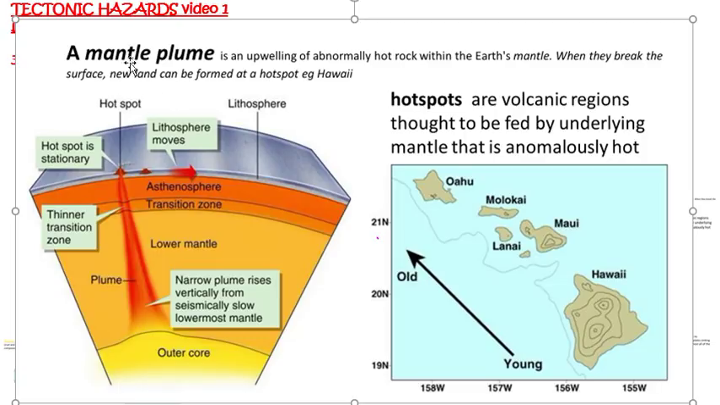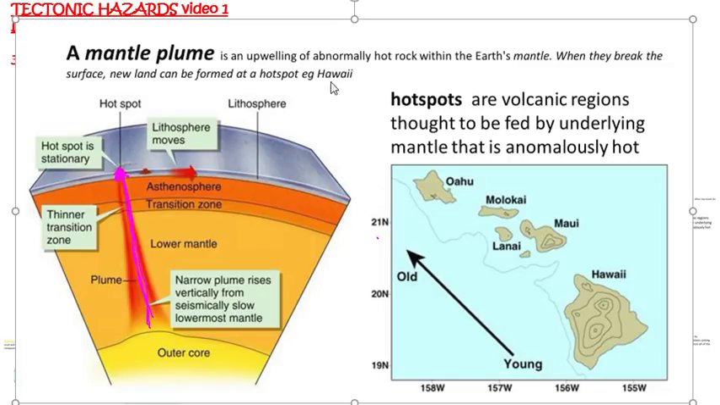What is a mantle plume? Well, it's an upwelling of super hot rock within the Earth's mantle. It's like a narrow column of super hot rock that's risen from the Earth's outer core. And when it breaks the surface, we get new land formed, because that magma or that plume breaks the surface, meets cold ocean water, and solidifies into islands. And these islands are volcanic islands or hotspots.